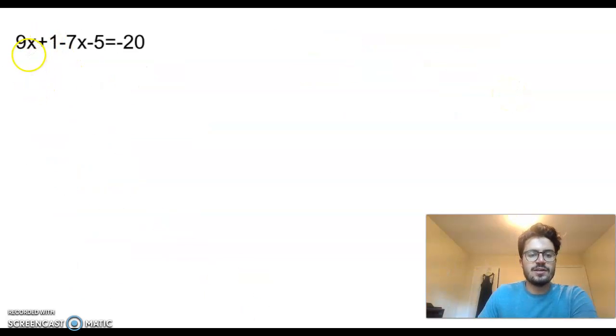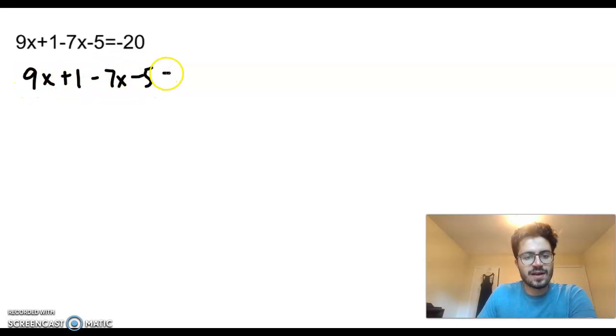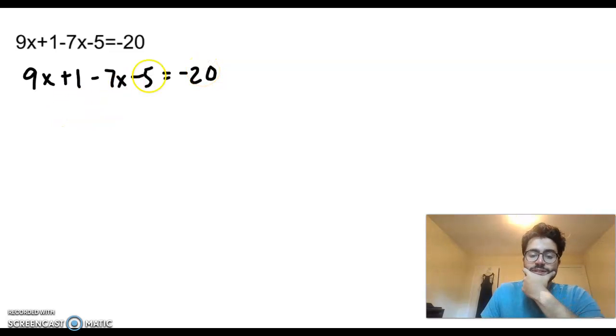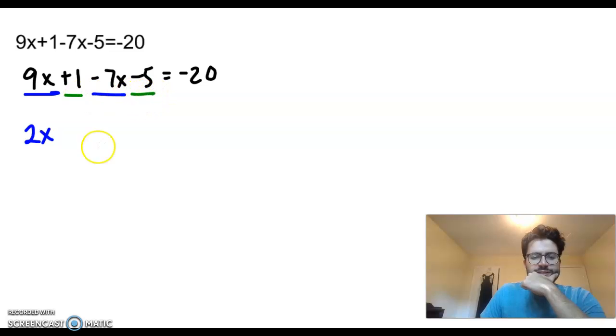I'll go back to black. So here I have 9x plus 1 minus 7x minus 5 equals negative 20. Again, we want to get the variable by itself. Let's first see if we can clean it up. Can we combine like terms? Yeah. We have 9x minus 7x. I can rewrite that as 2x. And then I have plus 1 minus 5. I can rewrite that as minus 4.